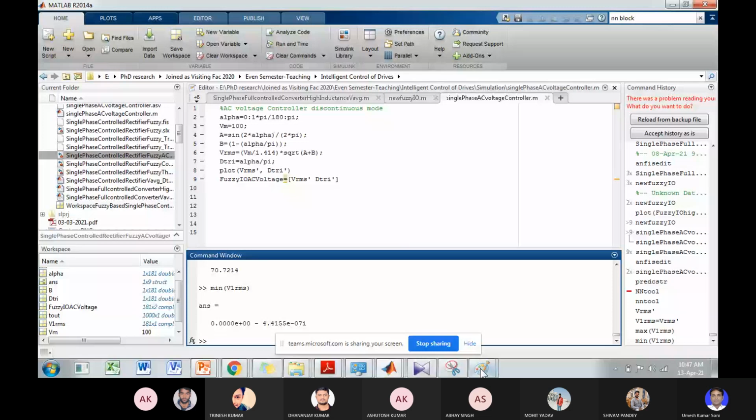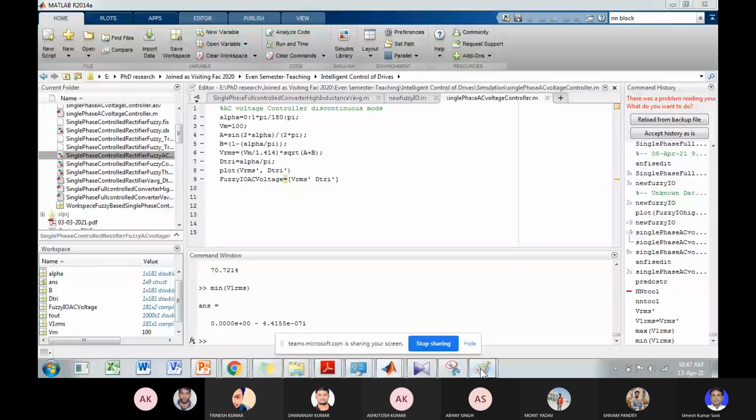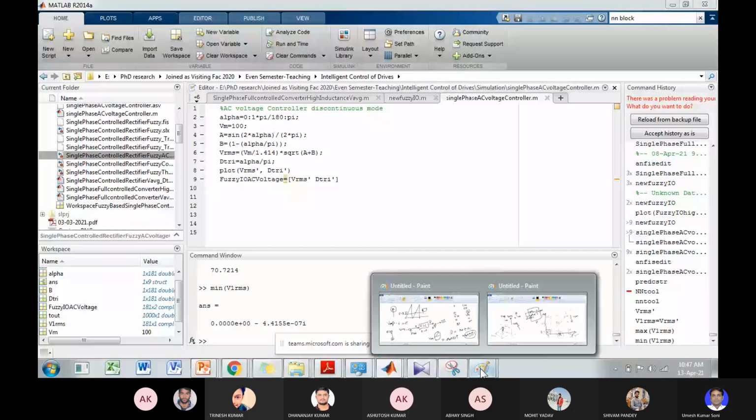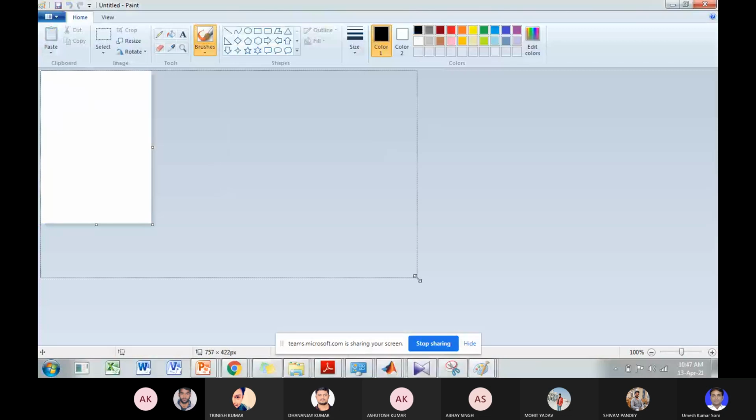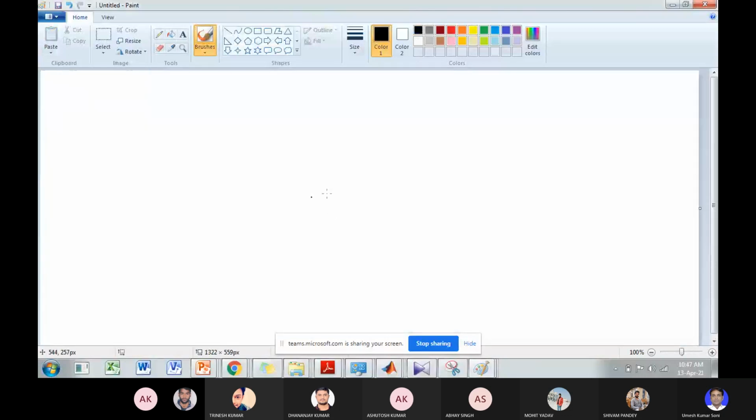Suppose you want to change the duty cycle here, so t equal to 0 to 1. In that condition, you have total variation from 0 to 1, and you want to design the 3 membership functions.